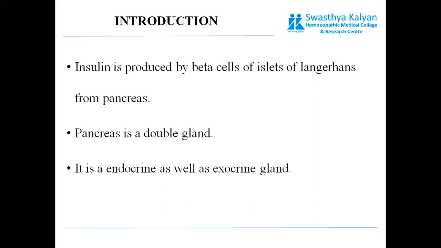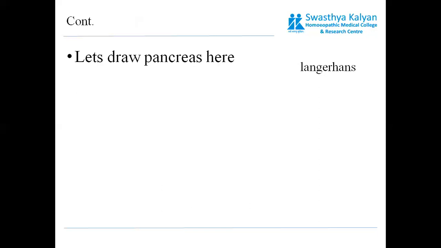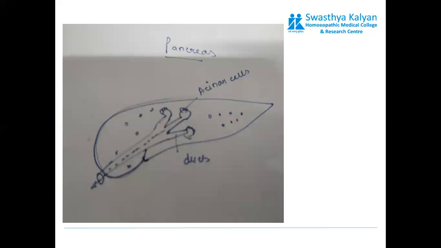So now let me draw diagram of pancreas. In the next slide, I have drawn diagram of the pancreas. Here is the diagram of the pancreas. And pancreas has a exocrine function and the endocrine function. क्योंकि हमने बात की थी pancreas एक double gland है. It is a exocrine gland also and endocrine gland also. So it has both functions, exocrine function and the endocrine function.